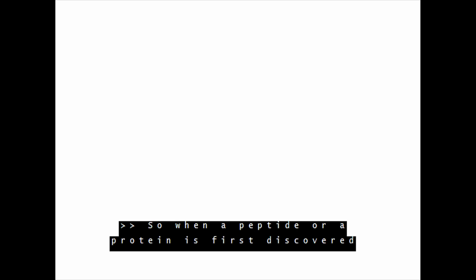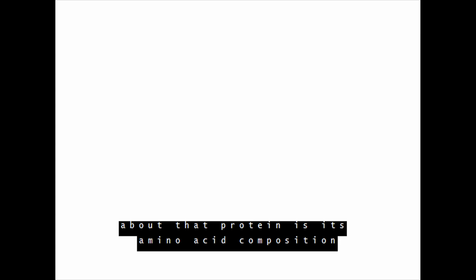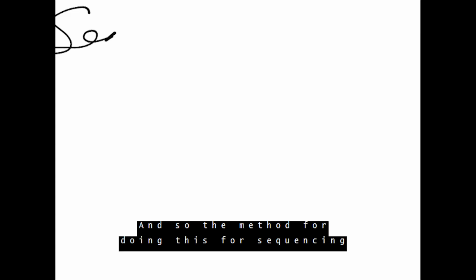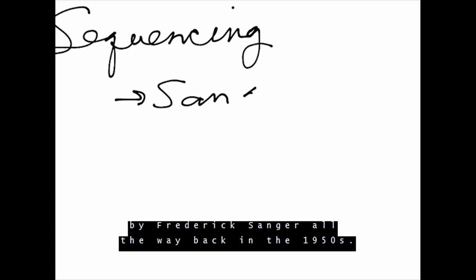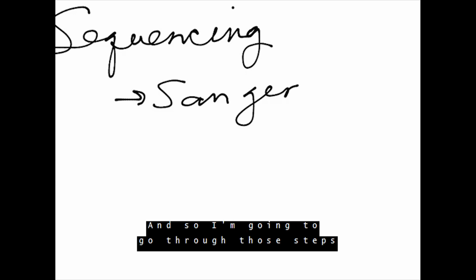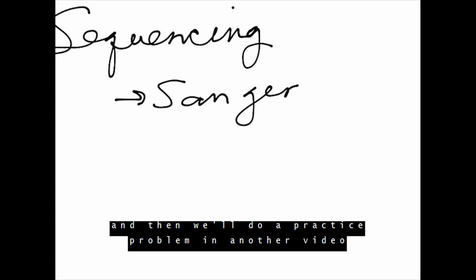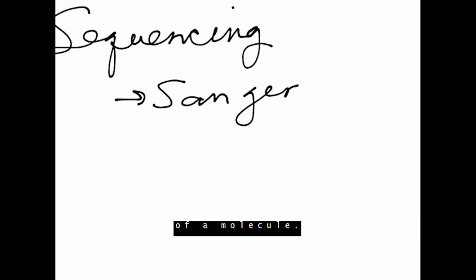So when a peptide or protein is first discovered and isolated and purified, one of the first pieces of information that we want to get about that protein is its amino acid composition and its amino acid sequence. And so the method for doing this, for sequencing of a protein, was developed by Frederick Sanger all the way back in the 1950s. And so I'm going to go through those steps, and then we'll do a practice problem in another video to get an idea of how you can use sequencing data to actually piece together the amino acid sequence of a molecule.